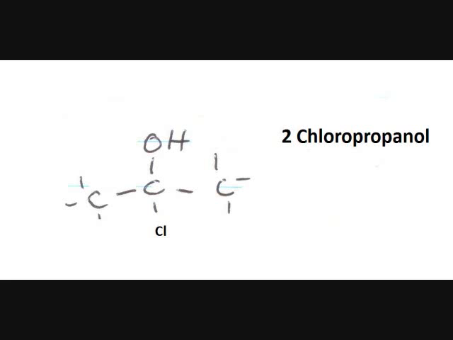But if you had another carbon out here on this end, then it would be 3. No, it would be 2. Sorry, you start from the shortest side. It'd still be 2-chloro, 2-butanol, because you've got 4 carbons.